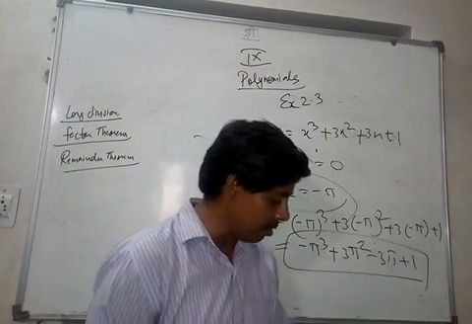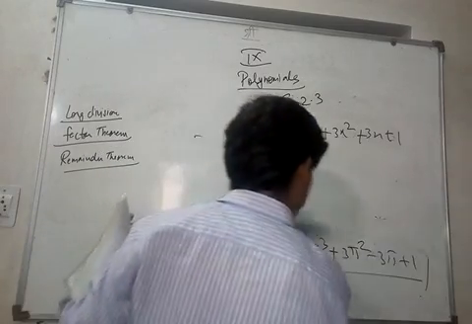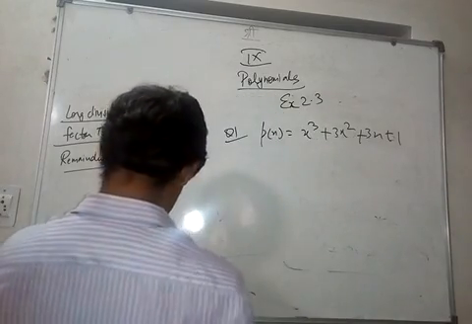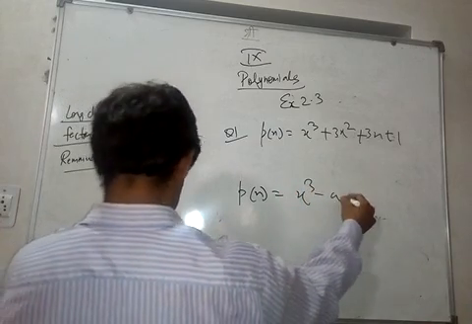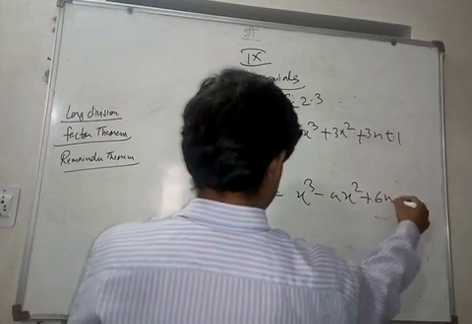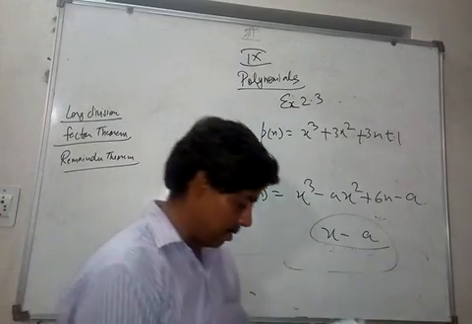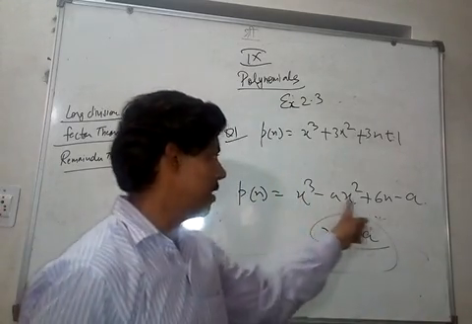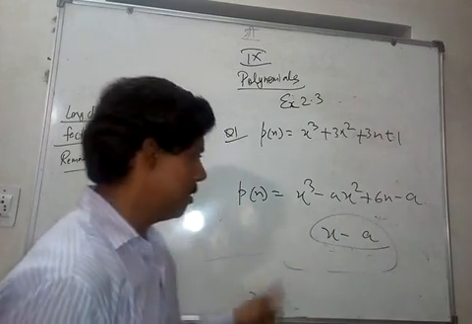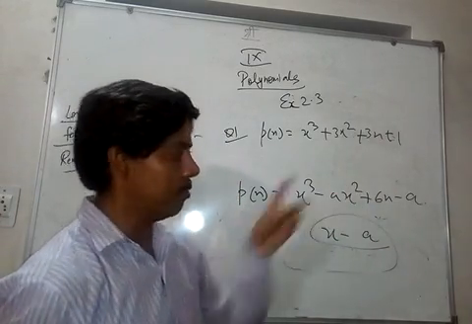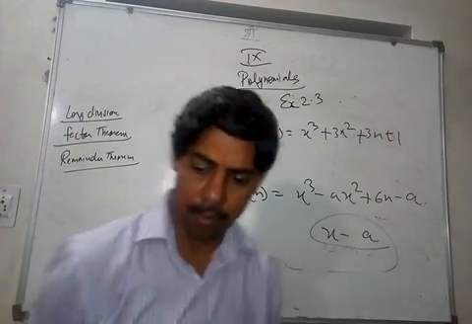I'll just give you a hint. This is your second question. P of x is x cube minus ax square plus 6x minus 8 divided by x minus a. So you will replace x by a here. Wherever you see x, write a, and then try to solve it. What will you get? You can understand a cube plus 6a minus a. What is that answer? I hope you will be able to solve it.